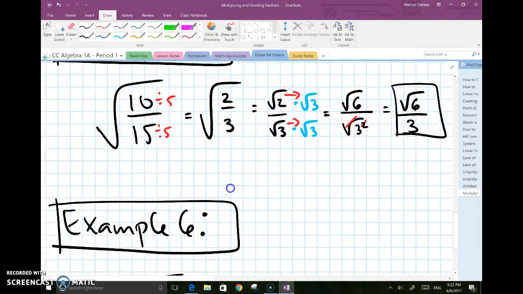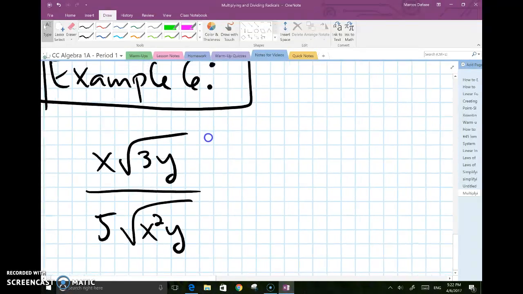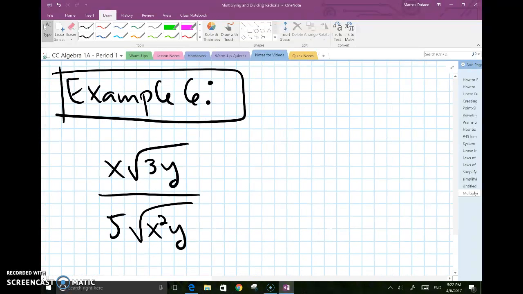All right, example 6. Actually, this is my final example. In example 6, we have variables. Now, when you deal with variables, the principles are the same as when you work with numbers. So what I'm going to do is first see if I have an opportunity to pull anything out. I'm going to do this by first splitting these up. I see that there's a y down here, so that's why I want to split this up over here.